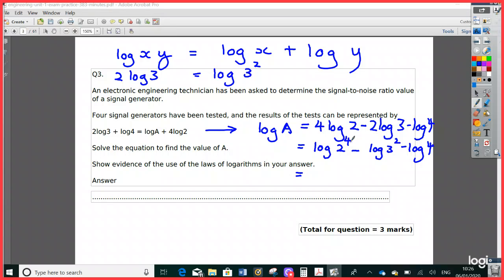Instead of writing 2 to the power 4, what's 2 to the power 4 equal to? 2 times 2 times 2 times 2. Yes, okay, thank you. That makes it easier. And then 3 squared is 9, and then minus log 4.